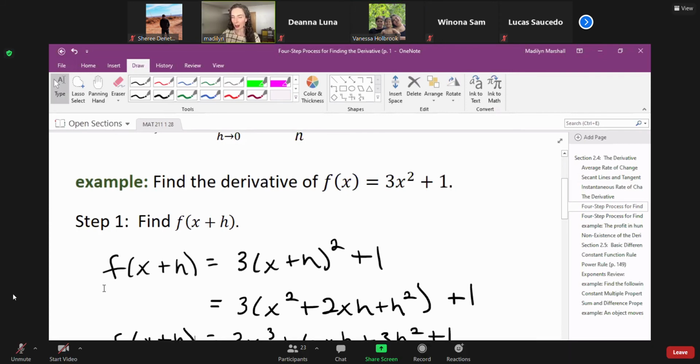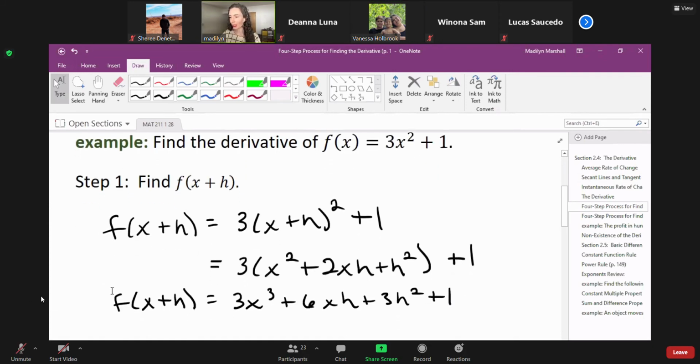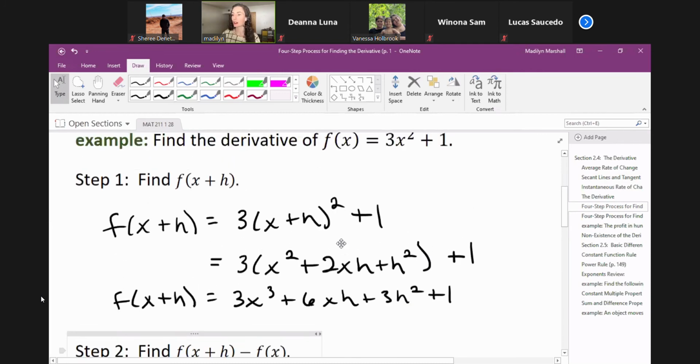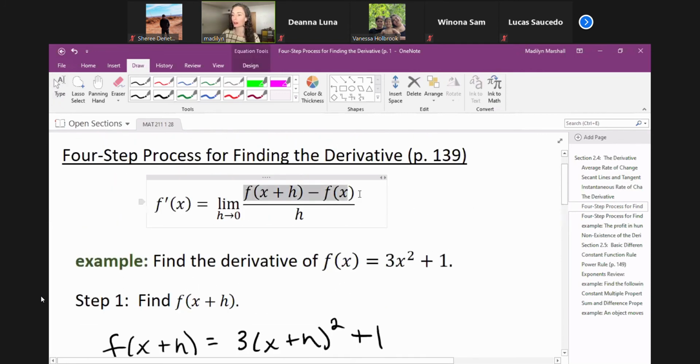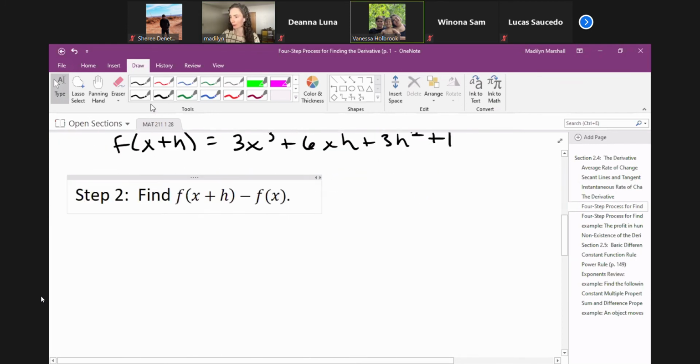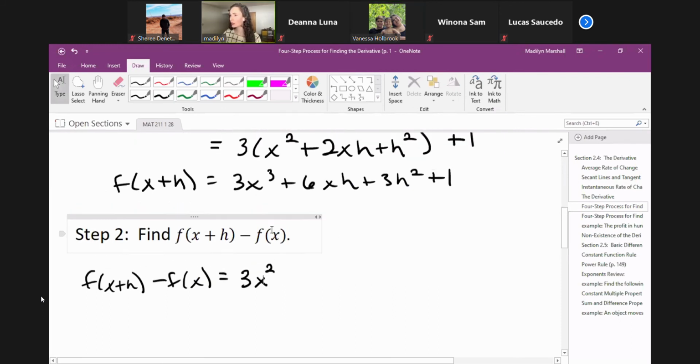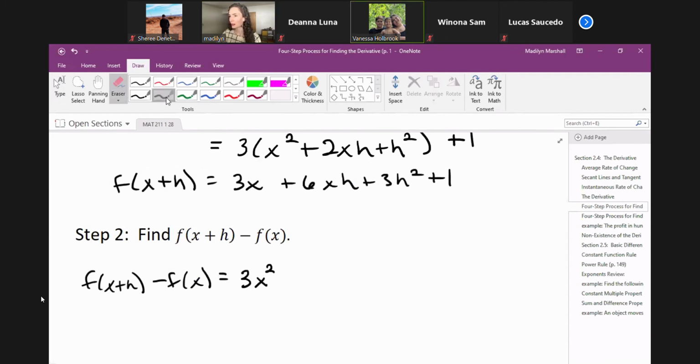Our second step is finding f of x plus h minus f of x. That's just the numerator on this derivative. We know what f of x plus h is. We just found that. Did I put a cube there? I did. That should definitely be a square. Sorry about that.